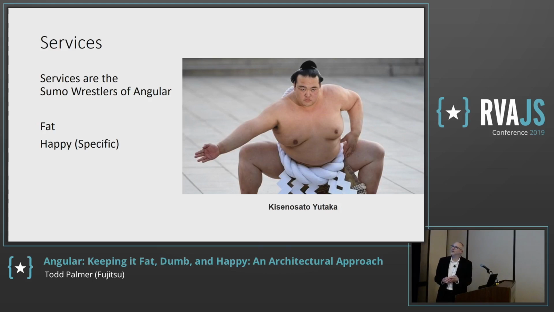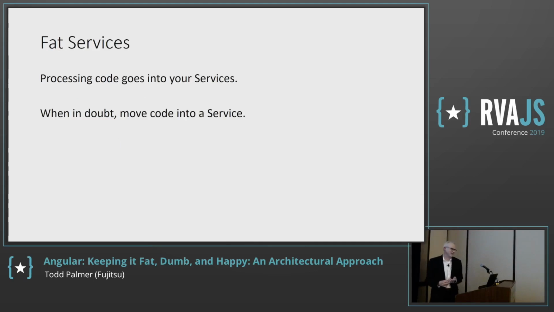Kiseno Sato, he's a strong guy, but he probably wouldn't help you much on your basketball team. Put him on a football team, he might be a decent center. Probably not going to do much in CrossFit. Maybe a little, not too bad in World's Strongest Man. But if you need somebody pushed out of a 4.5 meter diameter ring, this is your guy. Nobody does it better, right? So that's services for you. They can get big, but they have a very specific job.